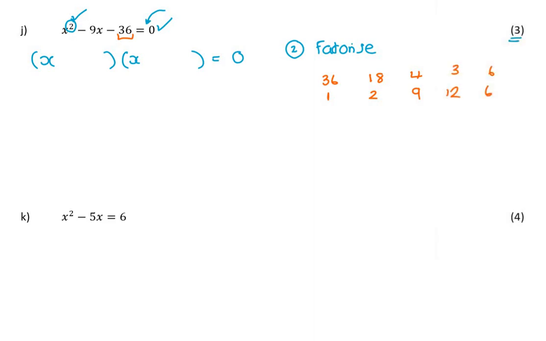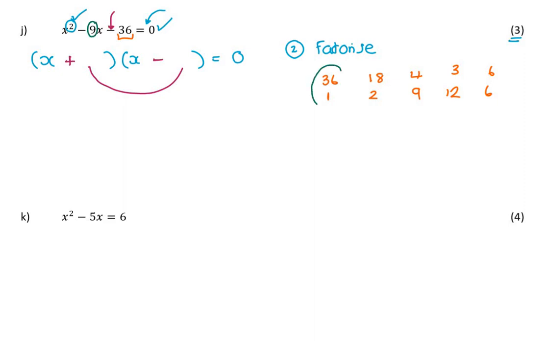Next thing, let me look at my sign. This is a negative 36, which means my signs must be different. One must be a plus and one must be a minus, because that's the only way to multiply these two together and get minus 36. Next step, look at my middle term. How can I possibly get 9? Let's not worry about the negative, just 9.